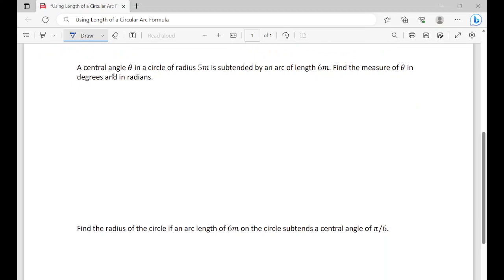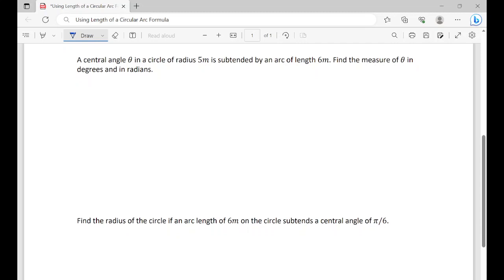Next, a central angle theta in a circle of radius 5 meters is subtended by an arc of length 6 meters. Find the measure of theta in degrees and in radians. So let's pick out what we know. Radius is 5 meters, so r equals 5. And I see that the arc length is 6 meters, so s equals 6. So I need to find theta.